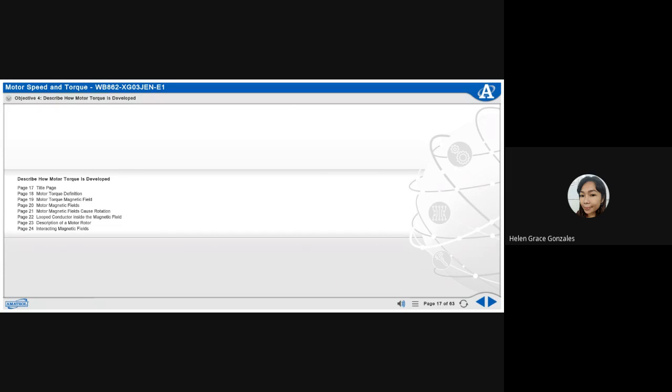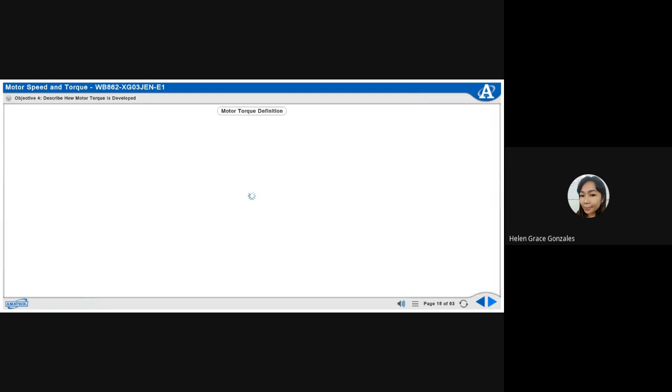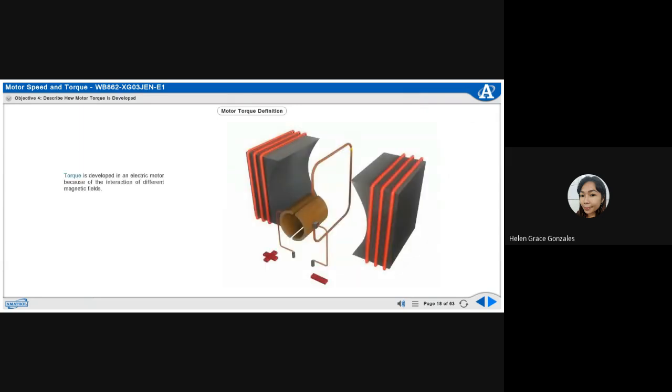Describe how motor torque is developed. Torque is developed in an electric motor because of the interaction of different magnetic fields. These magnetic fields are created by windings in the stator and the armature.